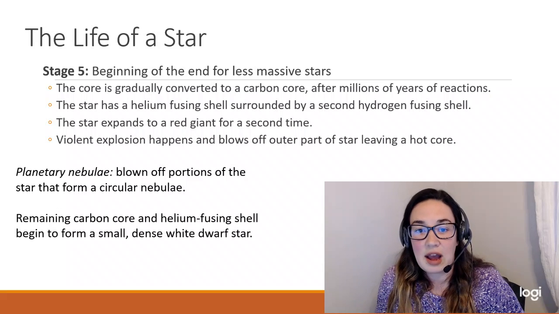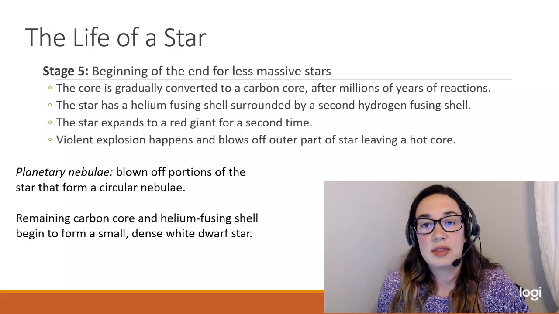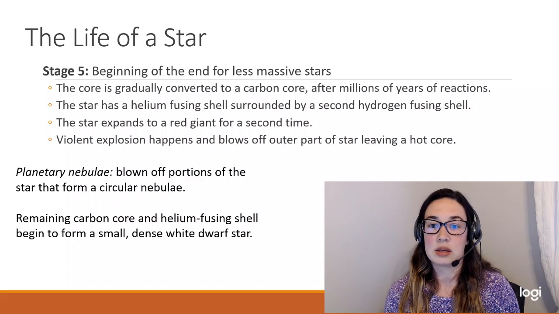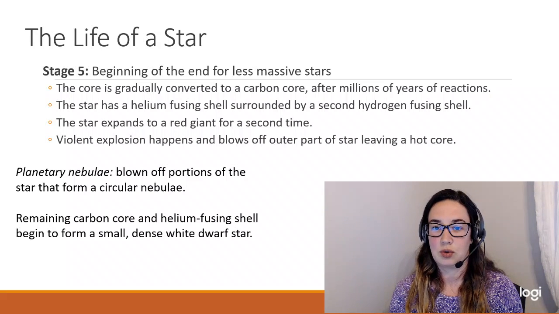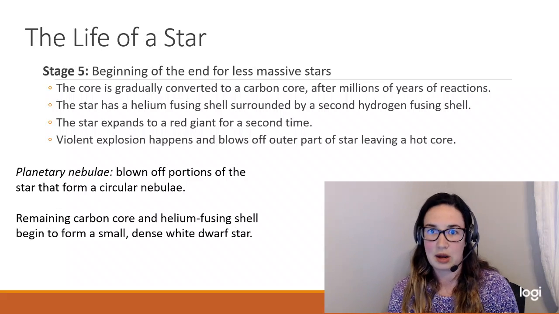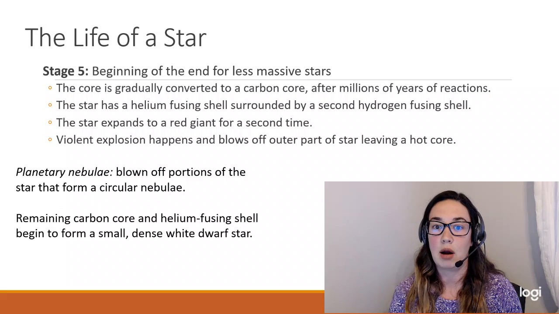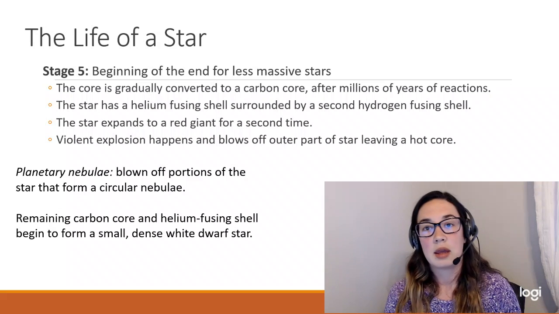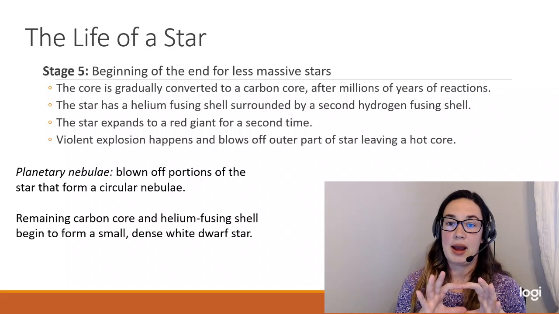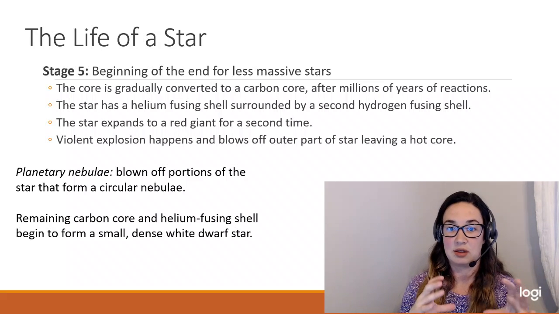So stage 5 occurs for less massive stars, or smaller stars. In the case of a less massive star, we have the core, and that core is gradually being converted into a lump of carbon core after millions of years of reaction. These reactions have been going on for a very, very long time, and then eventually the reactions will cease and that helium will start being converted to carbon. Now the star does have a helium fusing shell surrounded by a second hydrogen fusing shell. So it does have that surrounding the core.